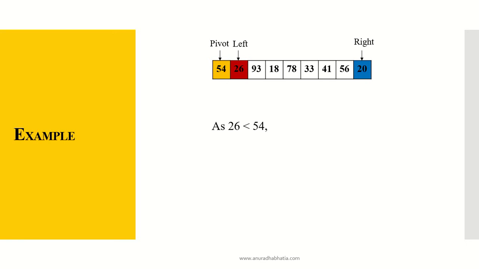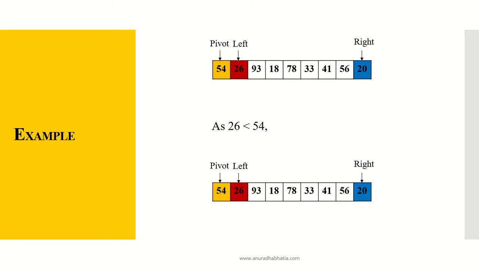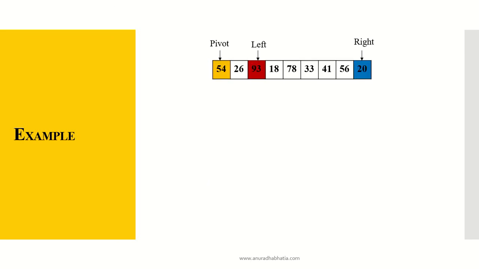Now we start checking. As 26 is less than 54, we do not do anything, and we leave it as it is, and then we say left plus plus. As we do left plus plus, you will see the pointer has come to 93. Now we check. 93 is greater than 54. So as 93 is greater than 54, what do we do? Then we check it.